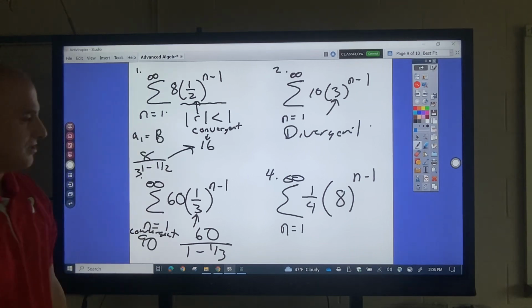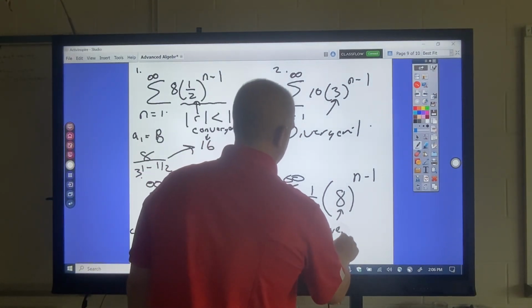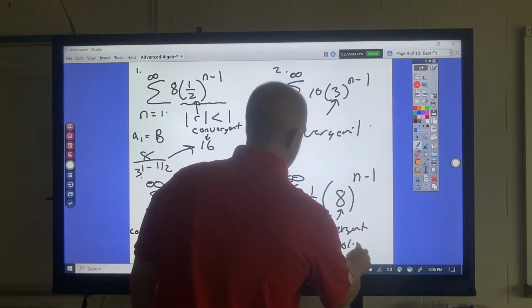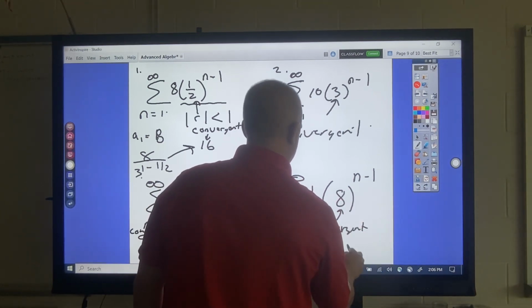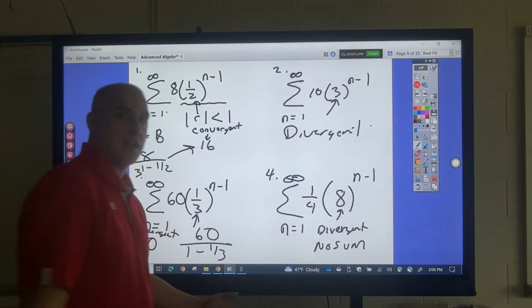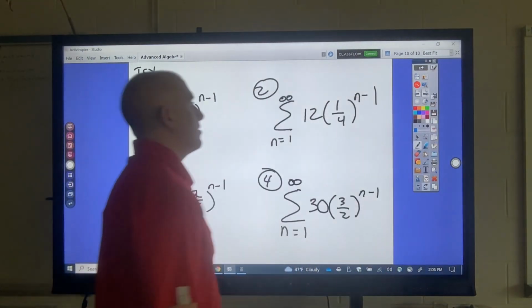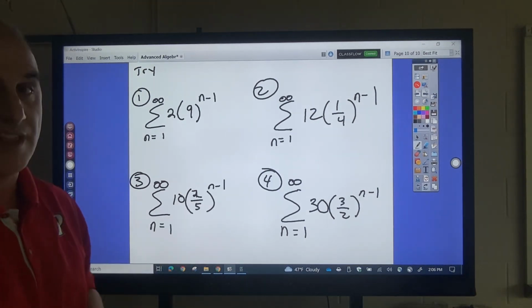This is a divergent series, no solution. Same thing here, I'm looking there, it's divergent, and no solution. You're not going to have one. No sum is probably a better way of saying that. Why? Because it's going to diverge, it's going to keep going on forever. So go ahead and pause your video and work on those. You have to think for yourself on that last one.